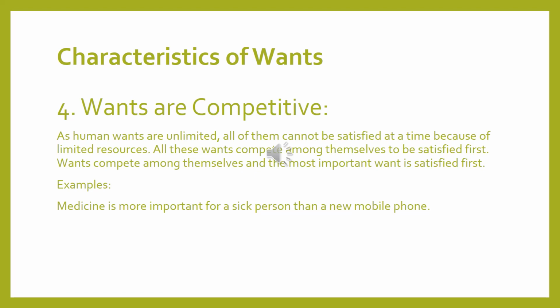All the wants cannot be satisfied, and it depends on the income of a person. So everyone has to prioritize the wants. Wants compete among themselves and the most important want should be satisfied first. I hope you are getting my point. For example, a sick man needs medicine instead of a new mobile phone. What do you say, students? Am I right? Okay, so let's move forward.